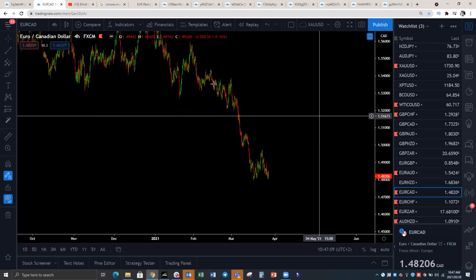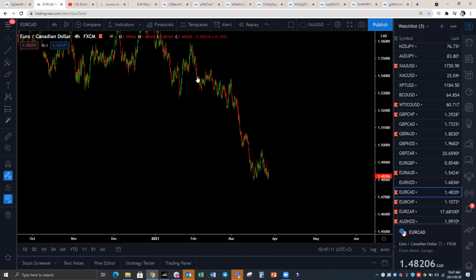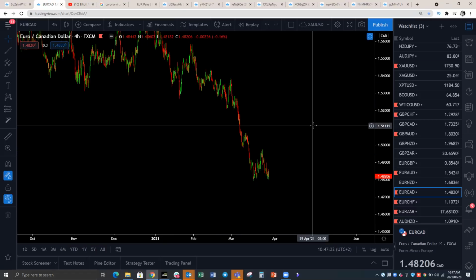EURCAD, again now we have seen this one continue to the downside. Is EURCAD ready for a push to the upside now? Is this done? We're still looking for this to push a little bit further down. Let's have a look at the RSI, just the RSI.